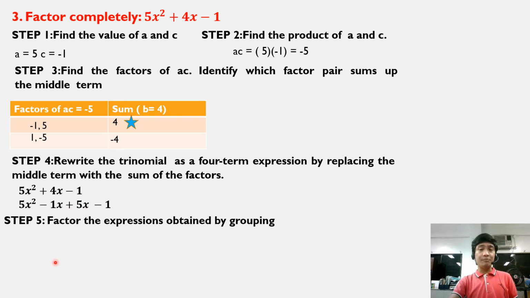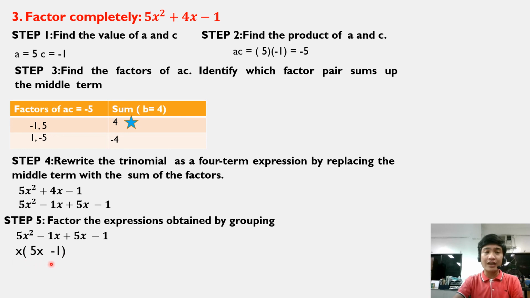Let's proceed to our step number 5. Factor the expressions obtained by grouping. Yung nakuha natin sa step number 4 ay ating ipapactor gamit ang grouping. So ito po yun. 5x squared minus 1x plus 5x minus 1. First group, second group. Sa first group, wala pong common factor yung 5 and 1 kasi relatively prime sila. Okay? Now, if you will try to check x squared and x, there is a common factor of x. Pag nilabas po natin yan, x quantity 5x minus 1.